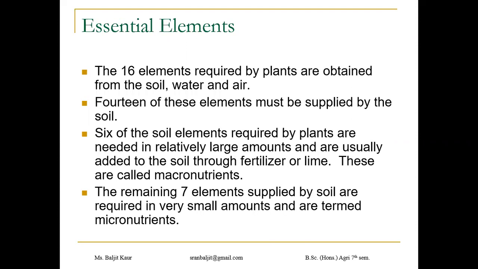So if we talk about the essential plant elements, there are 16 elements which are required by plants, and these are obtained by plants from soil, water, or air, right? Of all these, 14 elements are supplied by the soil, right? And 6 of the elements are regarded as macronutrients, and the remaining 7 are regarded as micronutrients. Macronutrients are required in somewhat larger quantity, and micronutrients are required in lesser amounts by the plants.